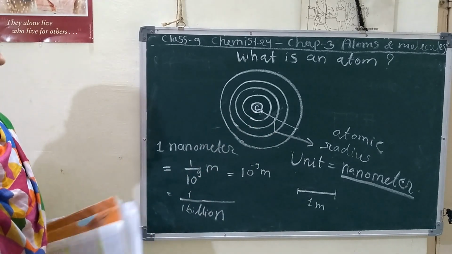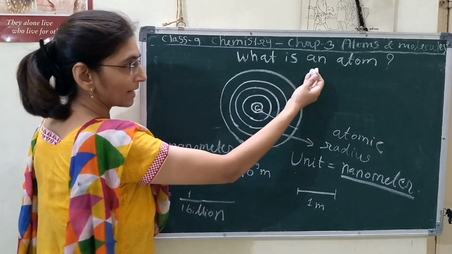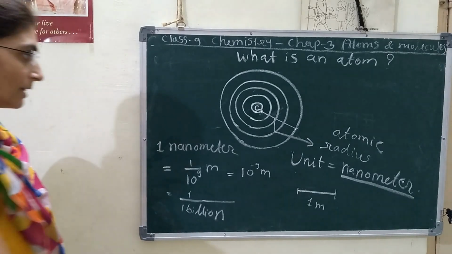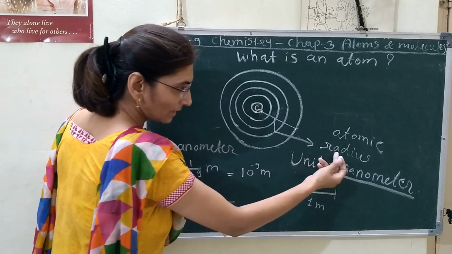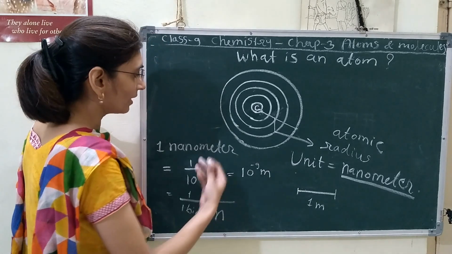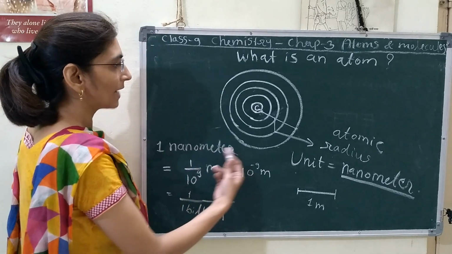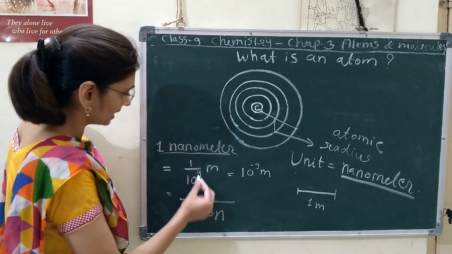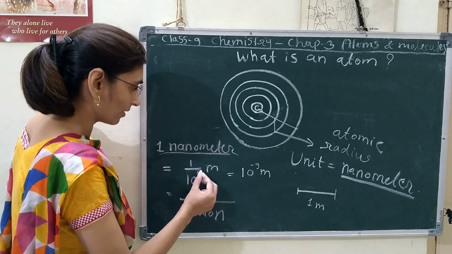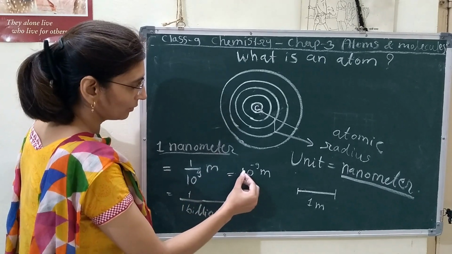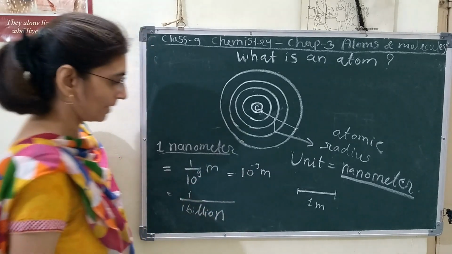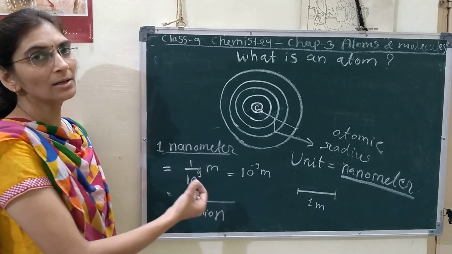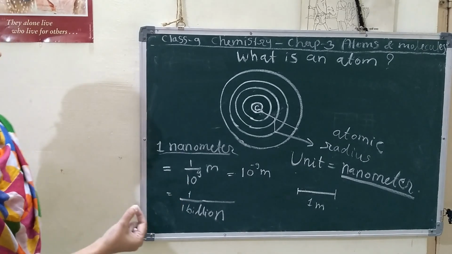So here we have seen what an atom is. What is an atom? It is a building block of any matter. And then we have seen the atomic radius. What is atomic radius? And what is the unit to measure atomic radius? It is a nanometer. And what is 1 nanometer? 1 nanometer is equal to 1/10 to the power 9 meter, equal to 10 to the power minus 9 meter. It is very, very small in measure, which we can understand here very well.